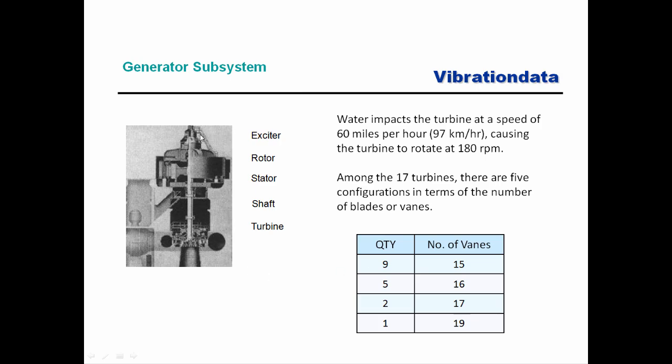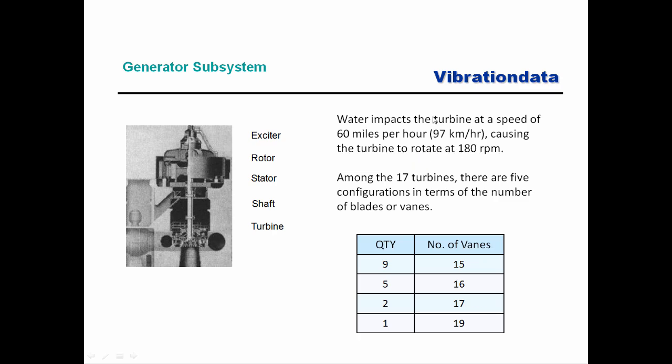It turns out there's an exciter on top of these, and that's used to energize the magnets. We have the rotor here, and then there are magnets, and then there are stators, both in this portion. The stators remain stationary, and the magnets actually rotate with the rotor. Then we have the shaft, and then the turbine section here. The water coming through is at 60 miles per hour, and that causes the turbines to rotate at 180 RPM.